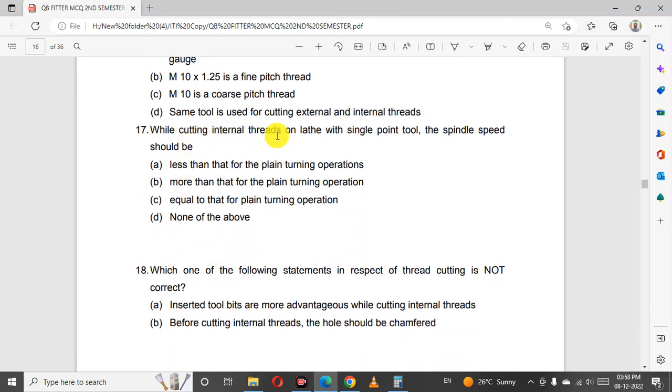While cutting internal threads on a lathe with a single point tool, the spindle speed should be less than that of the plain turning operation.